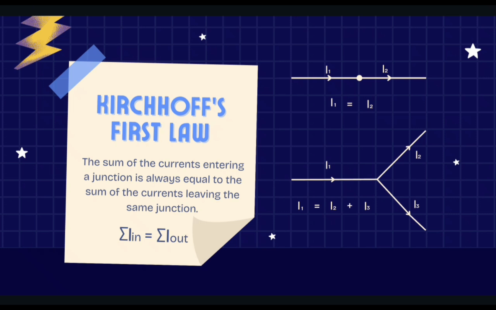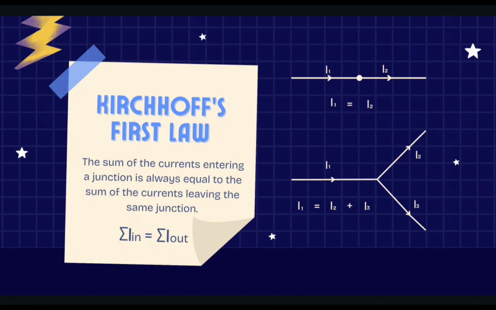Now look at the second diagram. Here, I1 flows into a junction and splits into I2 and I3 that go off in different directions. All of the charge that comes in as I1 must leave through the two branches, so we write I1 equal to I2 plus I3. We will use this rule to write current equations whenever a circuit has multiple paths.